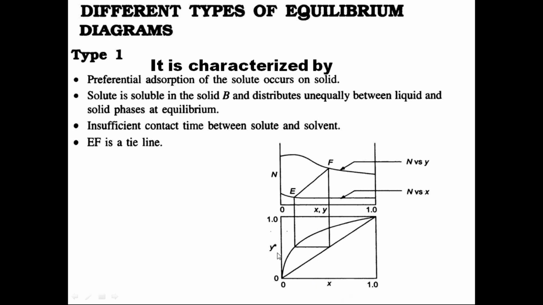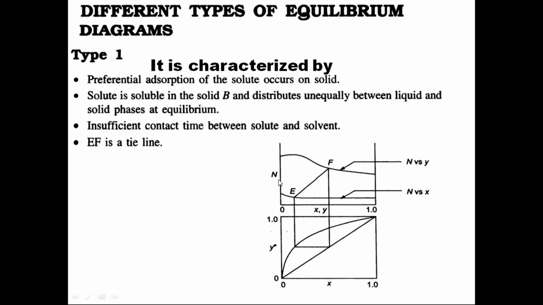Then if you draw X versus Y, you have this type of diagram, which is analogous to the H-X-Y diagram. Here N is analogous to the enthalpy, and X and Y are analogous to the vapor phase composition and liquid phase composition. Similarly, here we have the solid phase composition and the liquid phase composition. So you may get this type of tie line. This tie line means you have this much solute in the slurry phase and this much solute in the liquid phase.